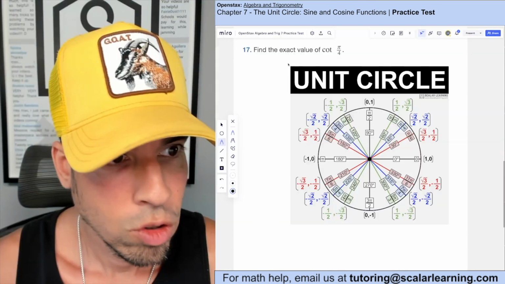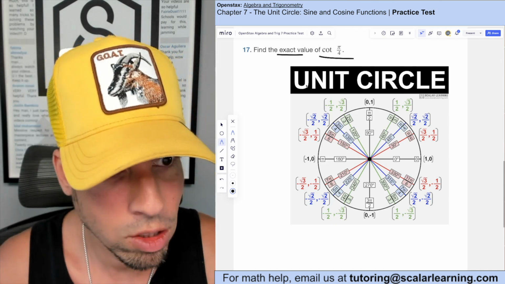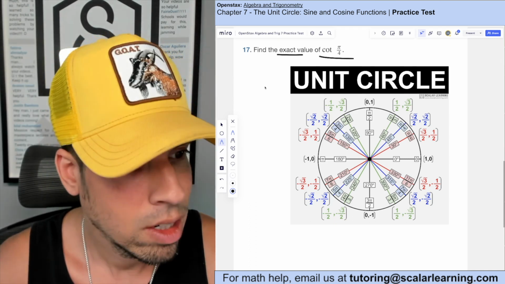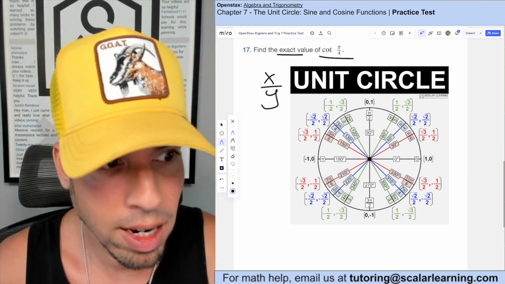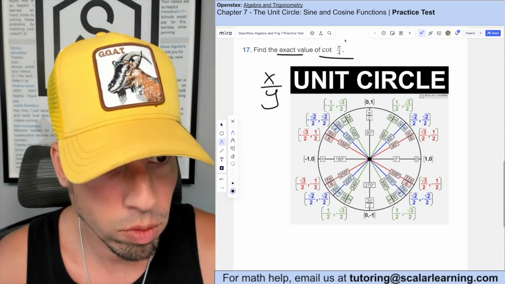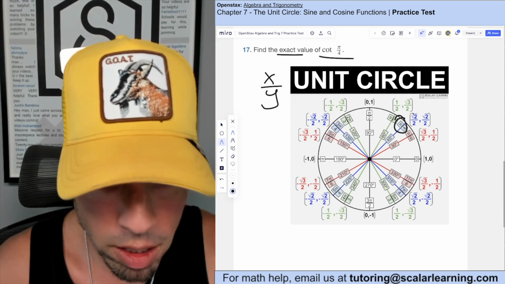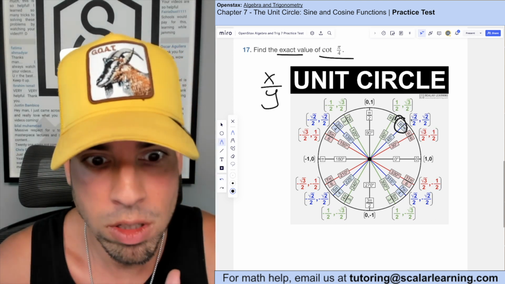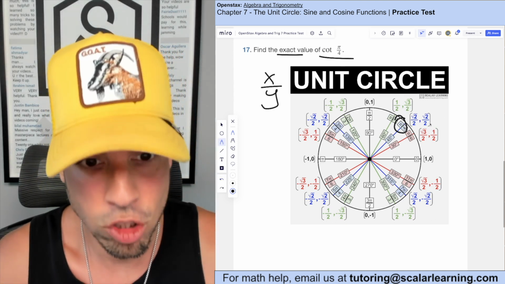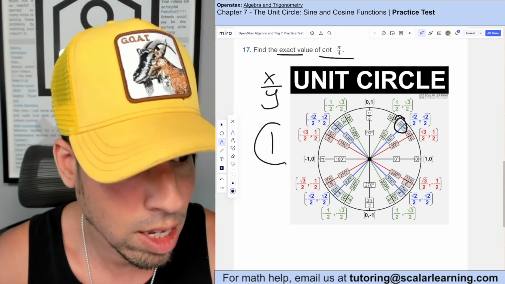Boom, done. So if I'm trying to find the exact value of cotangent of pi over 4, first I need to remember that cotangent is going to be x over y based on the unit circle, okay? Tangent is y over x, cotangent is x over y. Now we find pi fourths, which is right here. And so it's x over y, so it's x coordinate over y coordinate. Well, those two are the same, so anything over itself is just 1. So rad 2 over 2 over rad 2 over 2 is just 1. That's how you do it.